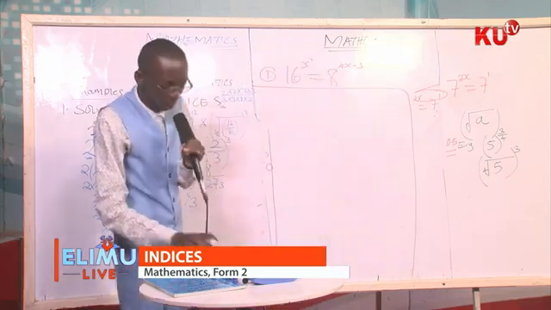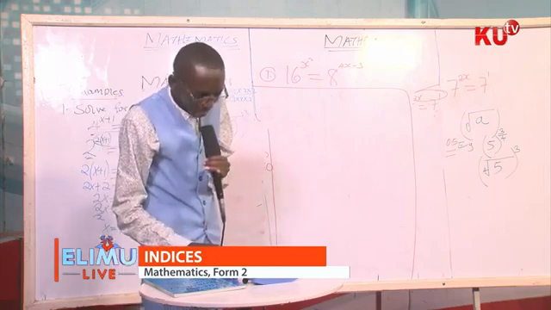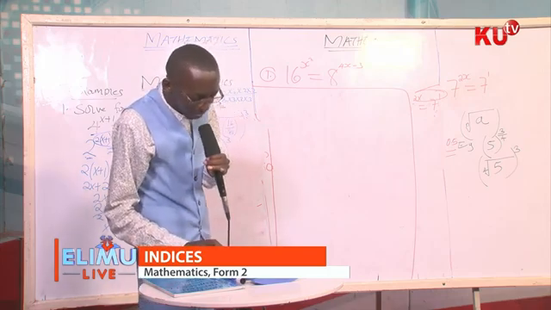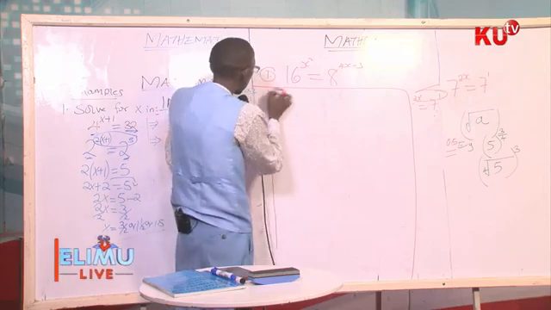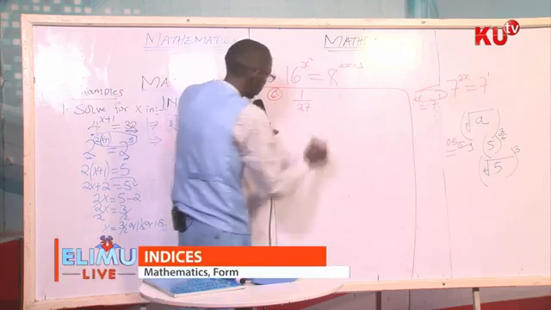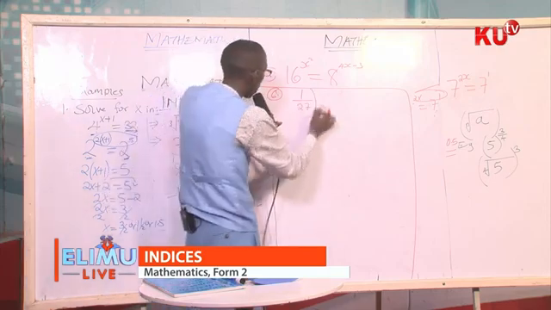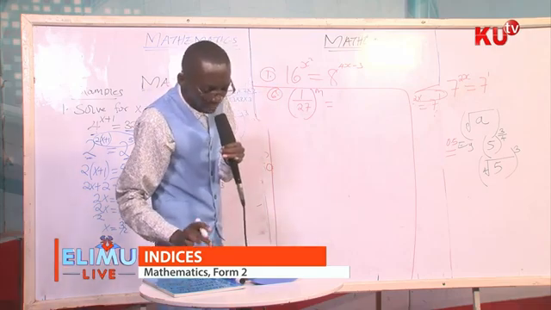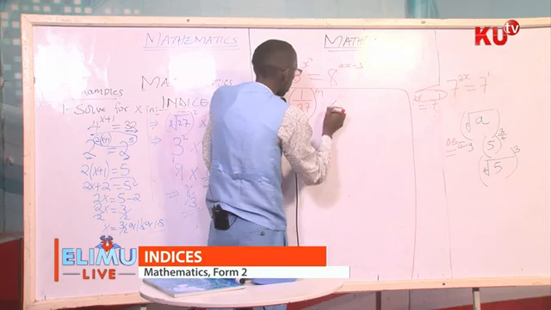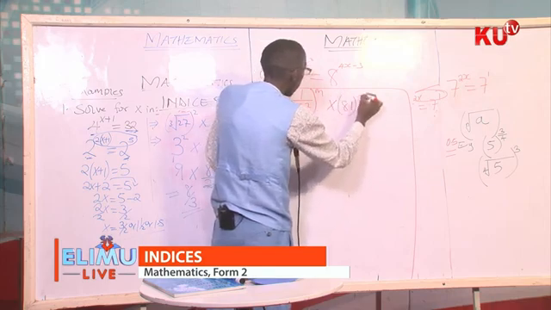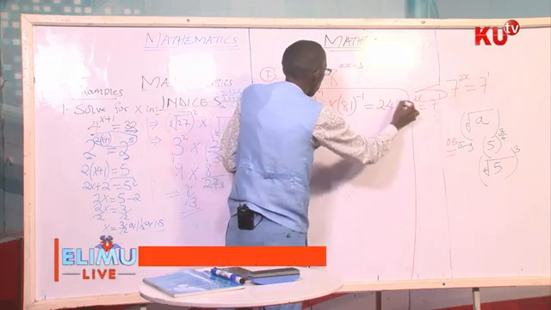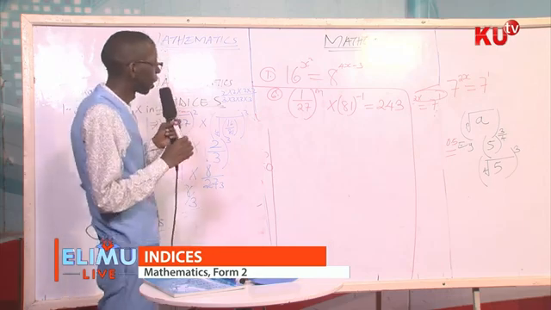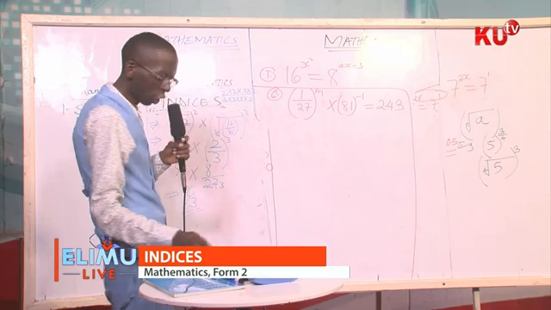Question number 6 will be: find the value of m. At least they have not said x now. Find the value of m in the equation (1 over 27) to power m times 81 to power negative 1 is equal to 243. My dear student, that is how the question looks.